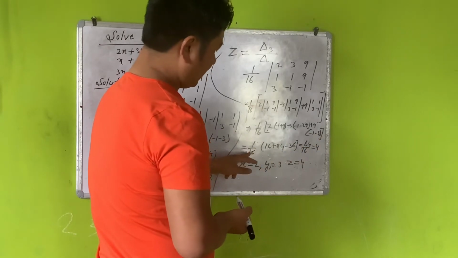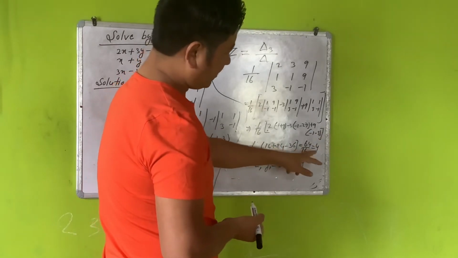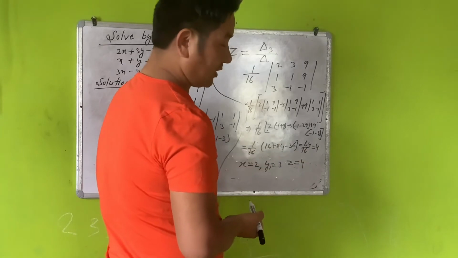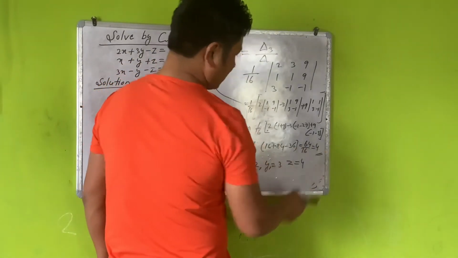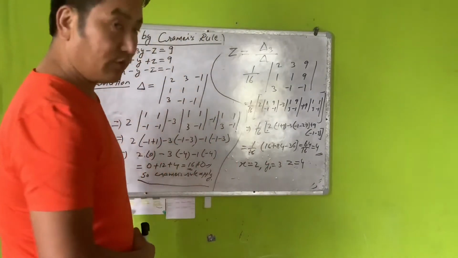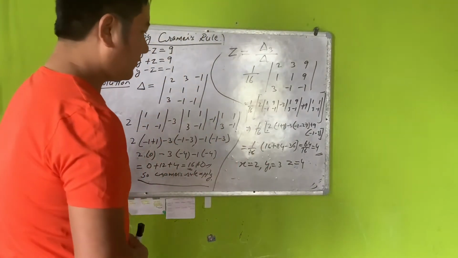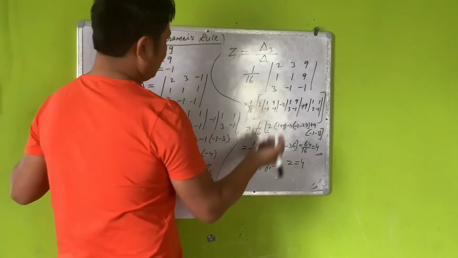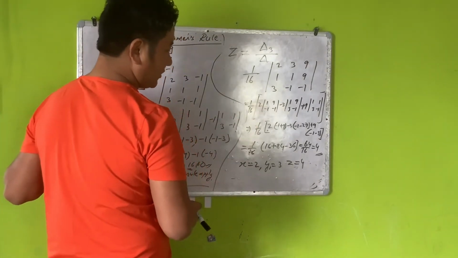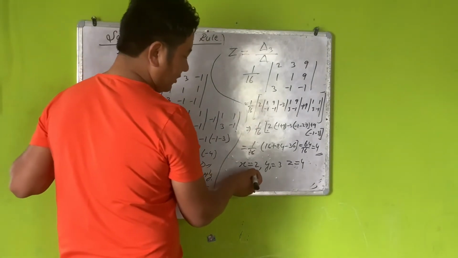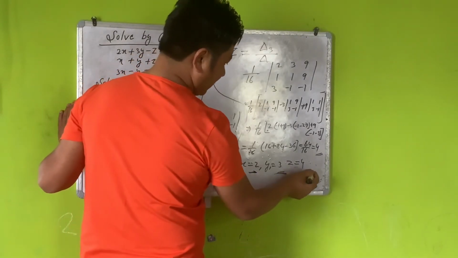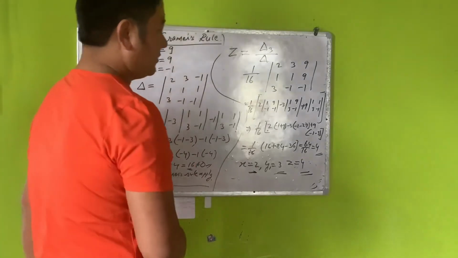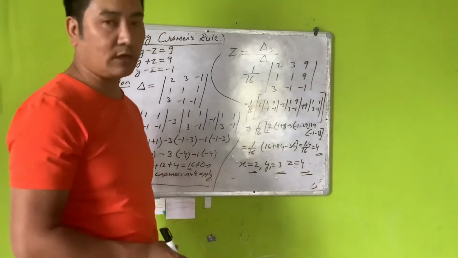Then 1 by 16. Further it will be 64 by 16. So when you divide 64 by 16, it will be 4. So your value of z is 4. So we solve this equation using Cramer's rule. The value of x is 2. Value of y is what? 3. And value of z is what? 4. This is how you have to solve this.